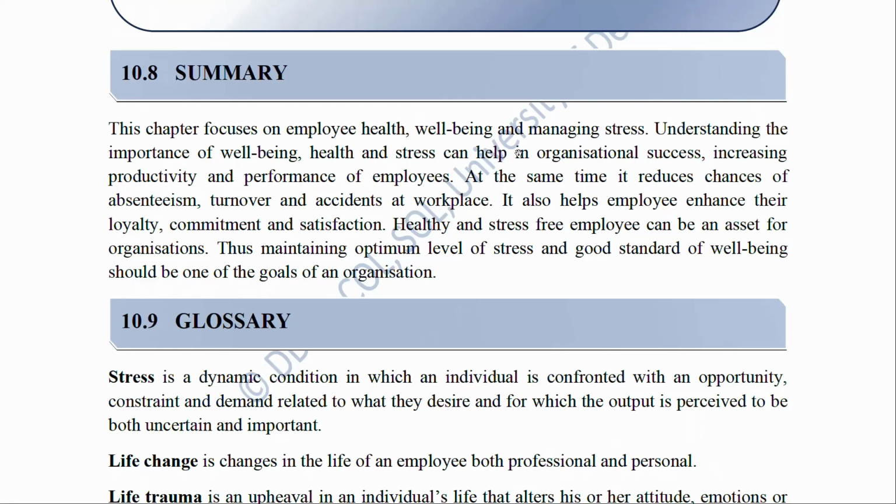Thus, maintaining optimum level of stress and good standard of well-being should be one of the goals of an organization.